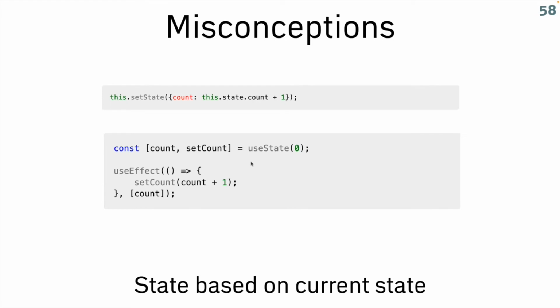Then let's see some of the misconceptions, which is basically when you want to set state based on the current state. Some people try to just do this.state.count + 1 and then get the next one, right? Like these functional things. And that's not going to work, neither in functional components nor in class components.